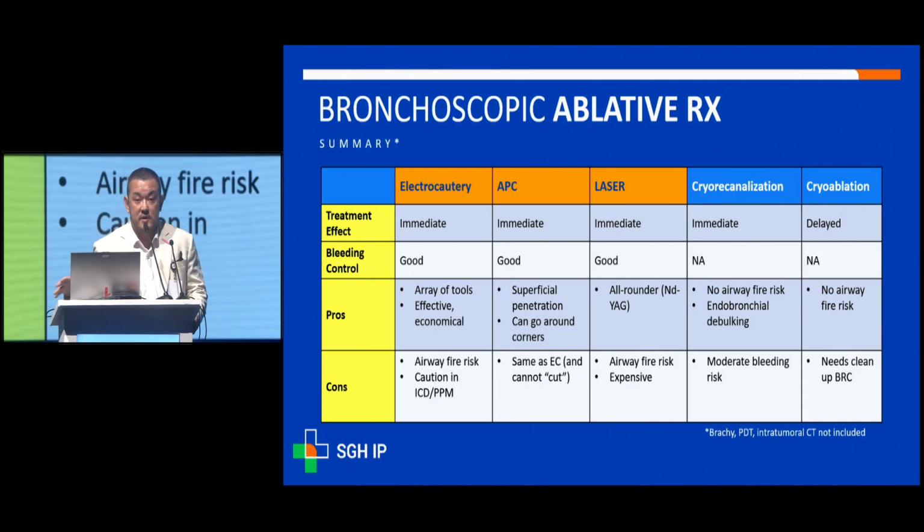But cryoablation means that you just treat the tumor with a series of freeze-thaw cycles, and then you don't really do any immediate debulking. You have to do a clean-up bronchoscopy a few days after. So the treatment is not immediate.